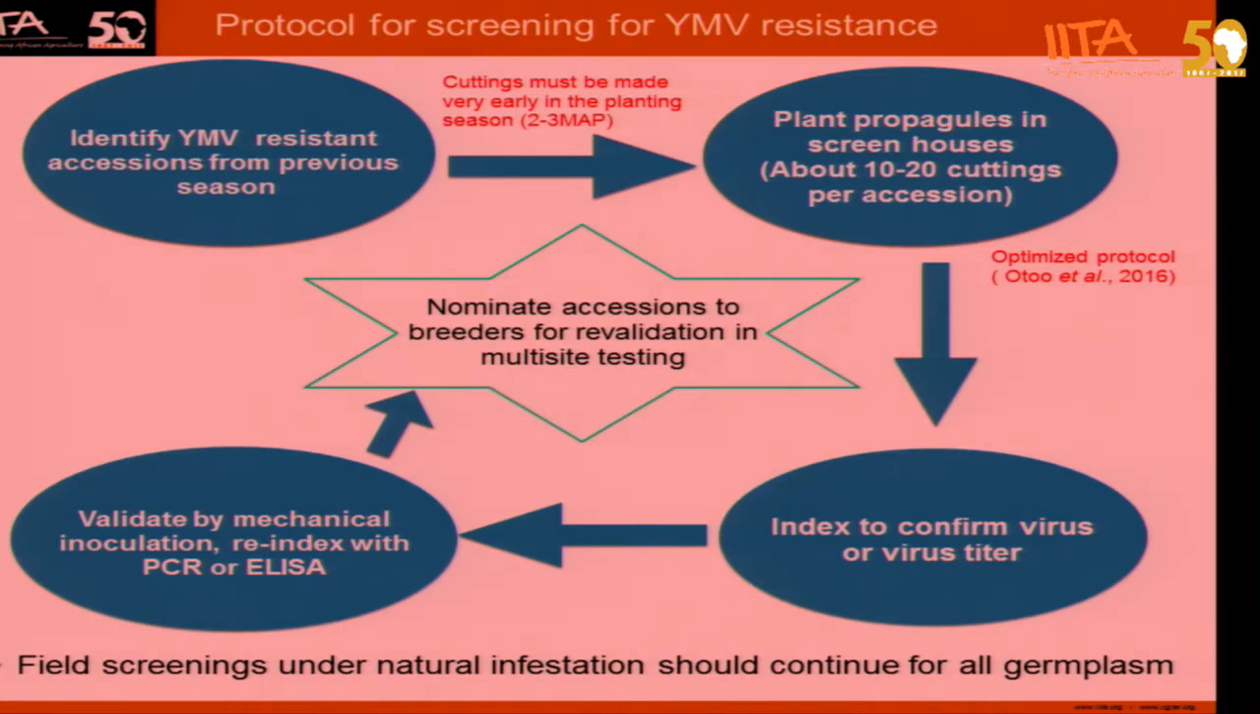And you index whatever you want to test to confirm that they are virus-free, because you want to be sure that whatever you are seeing as symptoms later is as a result of your inoculation. And then the next step is to validate the ones that are virus-free by doing mechanical inoculation, and then we will index later to find out which ones are susceptible and which ones are resistant. Then, after we have been able to do this, we can nominate accessions to breeders so that they can revalidate in multi-site testing. While doing this also, we still continue with our field screening of our germplasm.